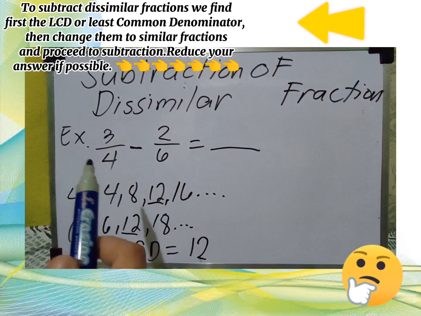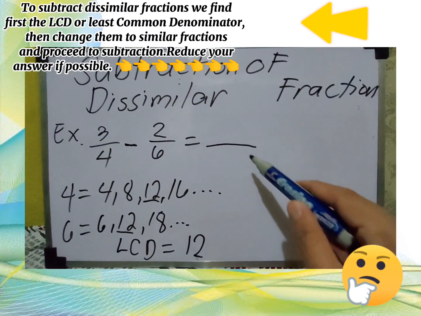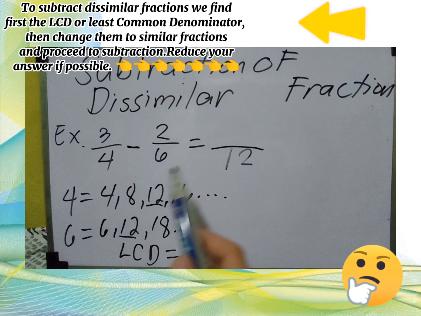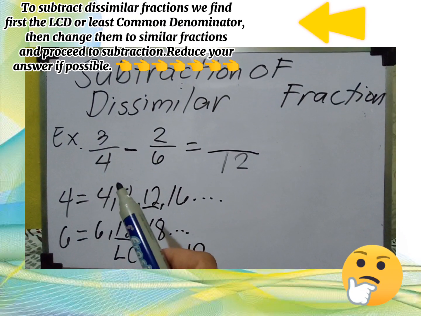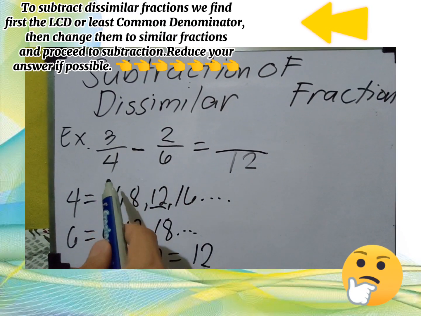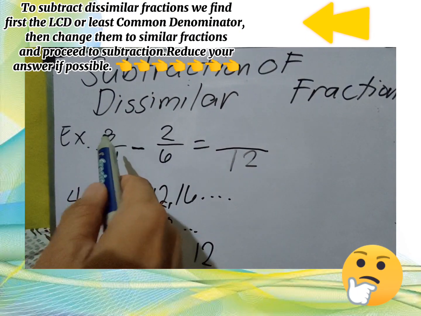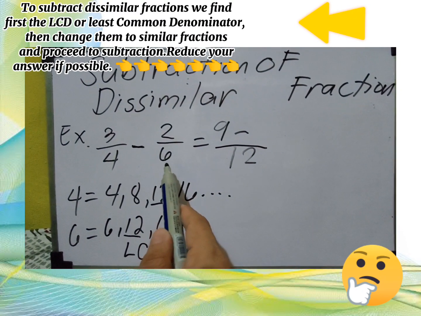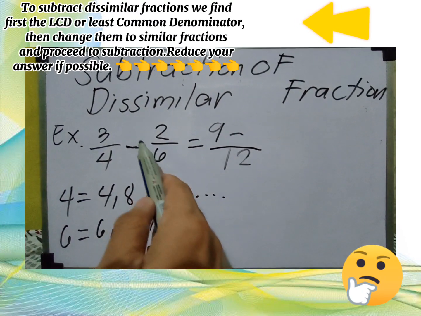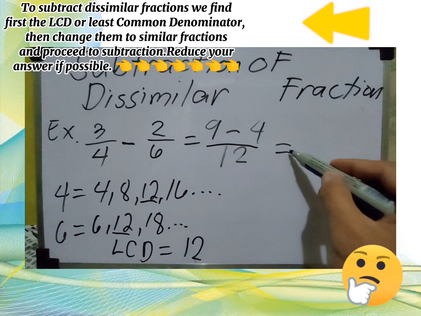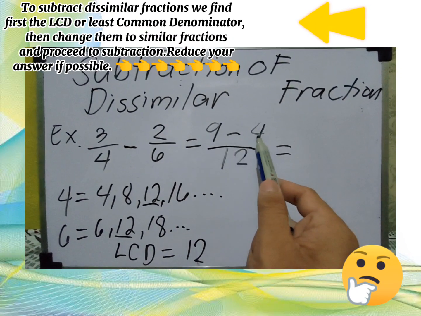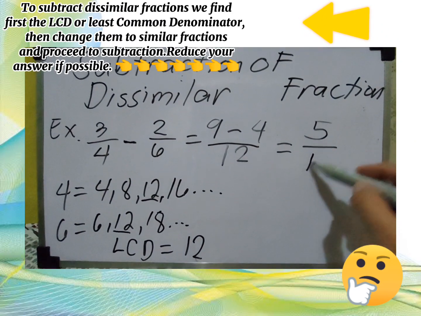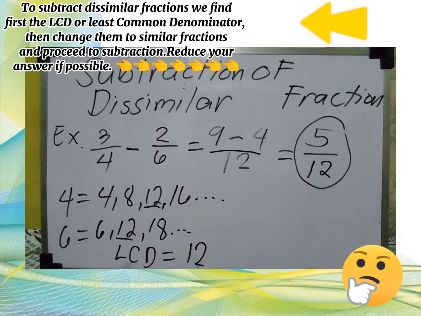To subtract 3/4 minus 2/6, we use 12 as the denominator. We change them to similar fractions. 12 divided by 4 is 3, times 3 equals 9, minus 12 divided by 6 is 2, times 2 equals 4, and then subtract: 9 minus 4 equals 5/12. Final answer.